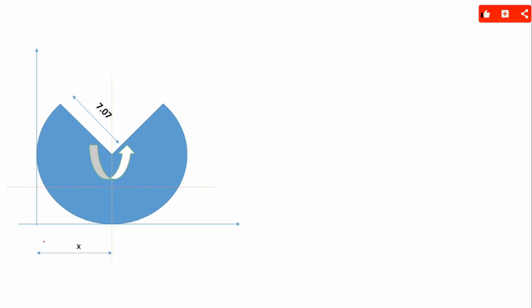X bar will be the horizontal separation between the centroidal axis and the reference axis. And this is the value of A. If you don't know how to find out A, we have made a special video to calculate the centroidal point for the sector. You can watch that video. So the formula for A will be 2r sin alpha divided by 3 into alpha into pi by 180.